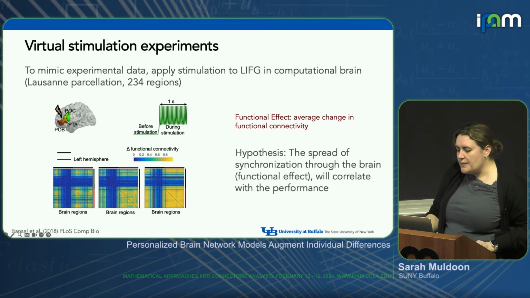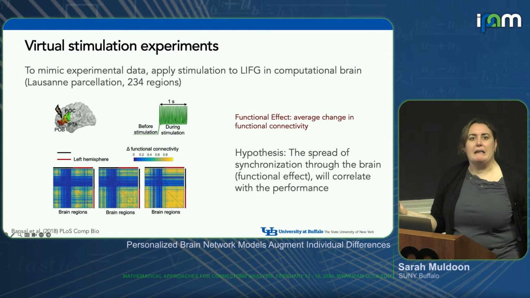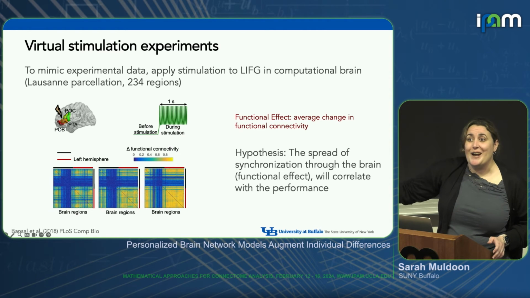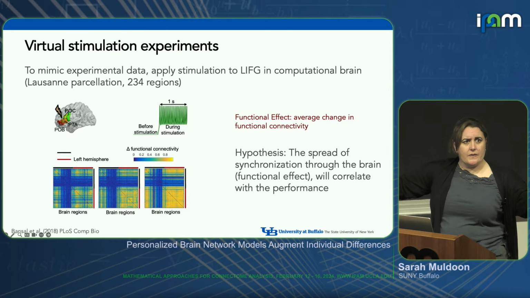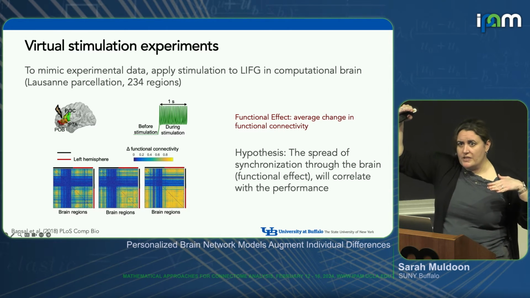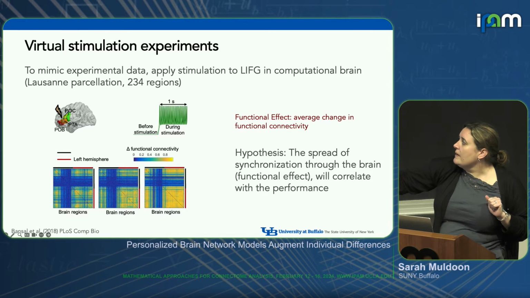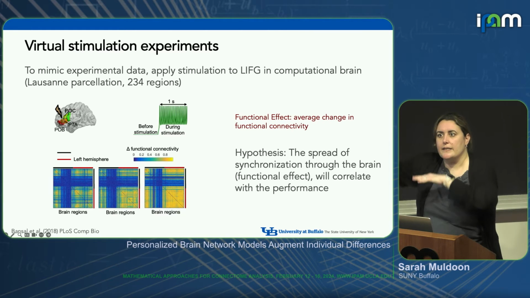Okay, so we used just kind of the dumbest measure you can think of to measure the spread of synchronization, and we averaged over the entire matrix, right? So in this case, we're looking at functional connectivity with correlation. So high correlation just means they're synchronized, okay? Two brain regions are synchronized.